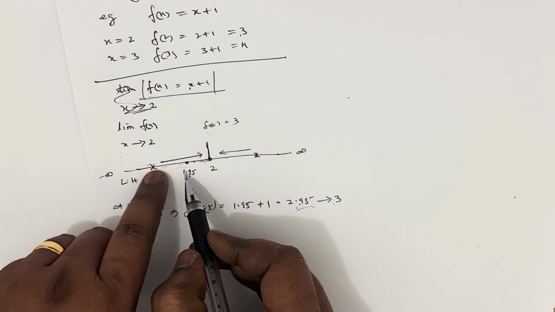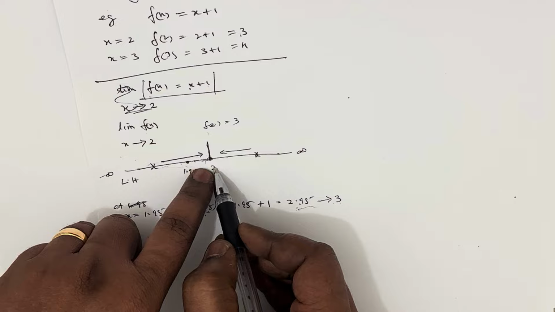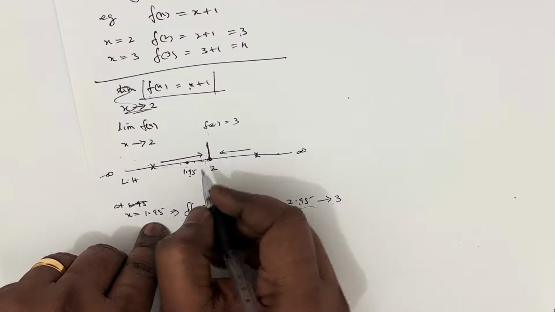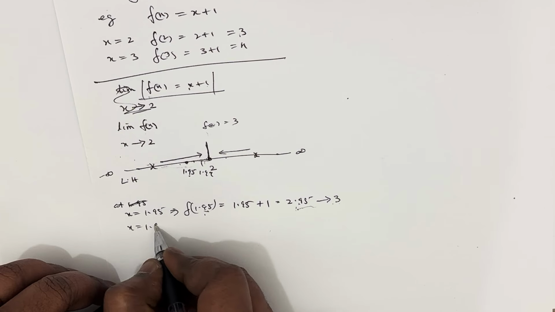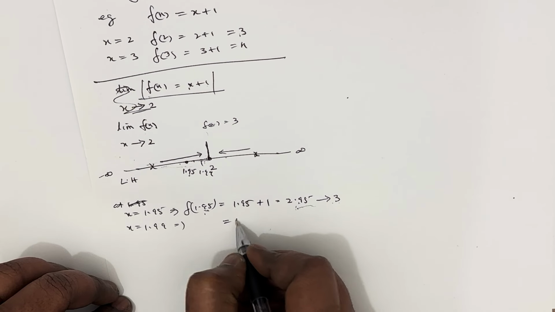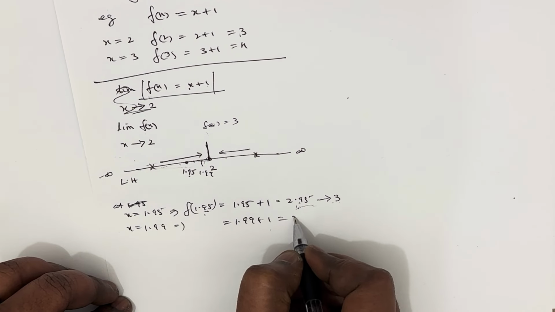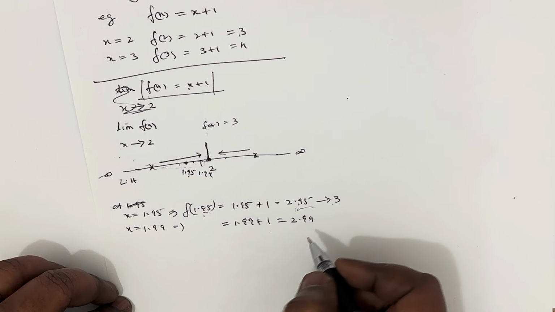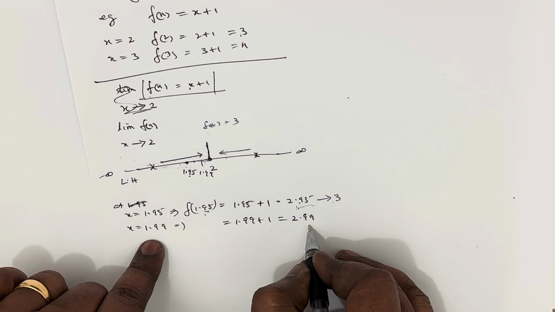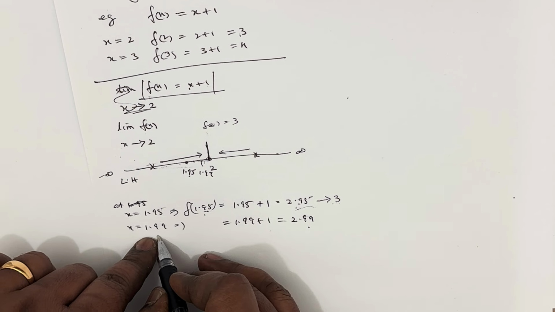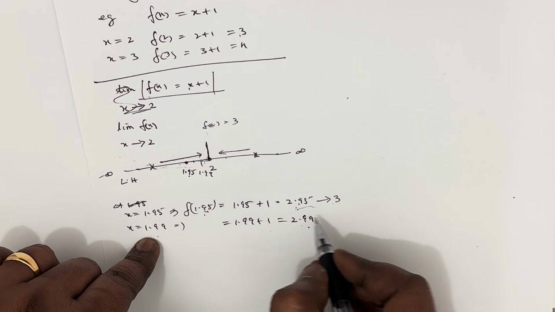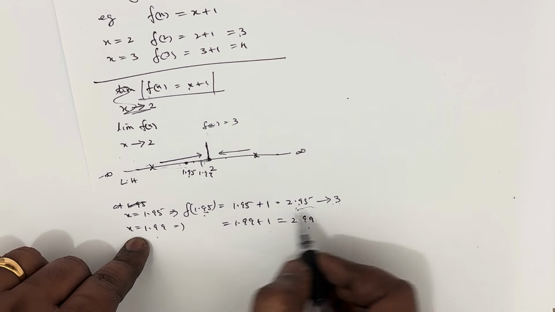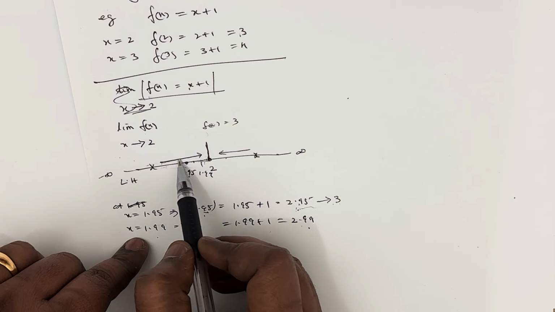And when x is moving again towards 2, when it's 1.99, then the function will be 1.99 plus 1, which will be 2.99. This is the value of the function when x is 1.99. It will not go beyond this.